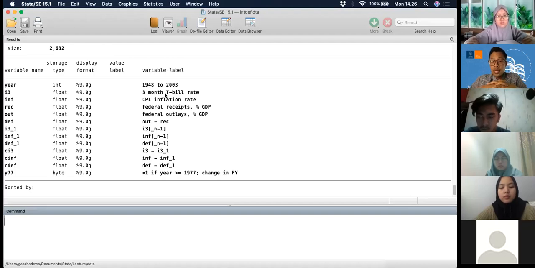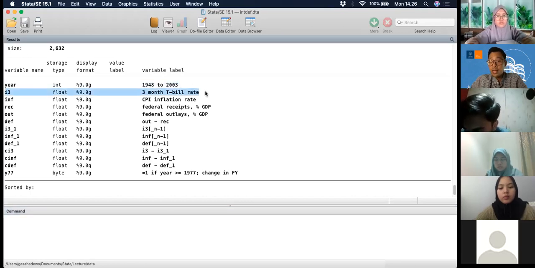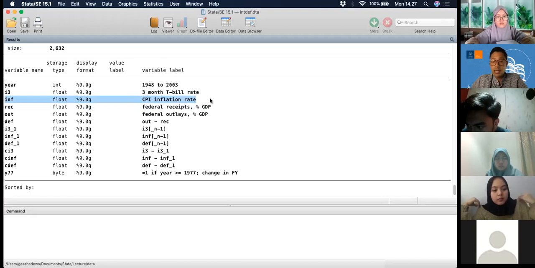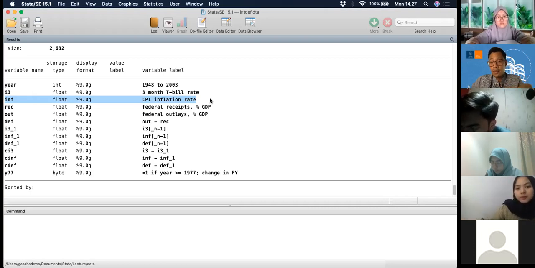This data set tells you about the variable I3, which is the 3-month T-bill rate. You also have INF, which is the CPI-based inflation rate. There is also a producer price index or PPI-based inflation rate, and the WPI or wholesale price index inflation rate. The most commonly used inflation rate is the one based on the consumer price index.